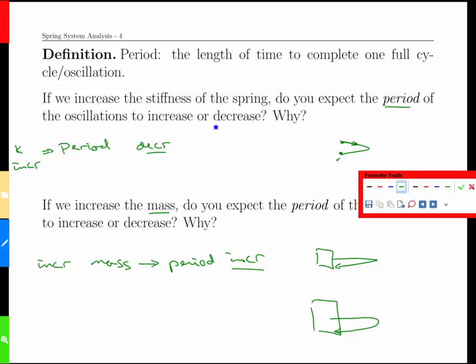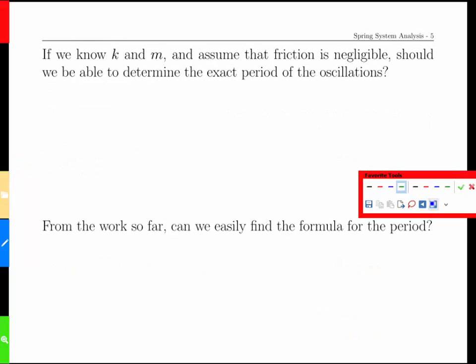So as we change the design parameters, as we change the spring constant or as we change the mass, we expect different things to happen to the period of the oscillations. And that's good just to get an insight into what we expect in the math as we go forward.